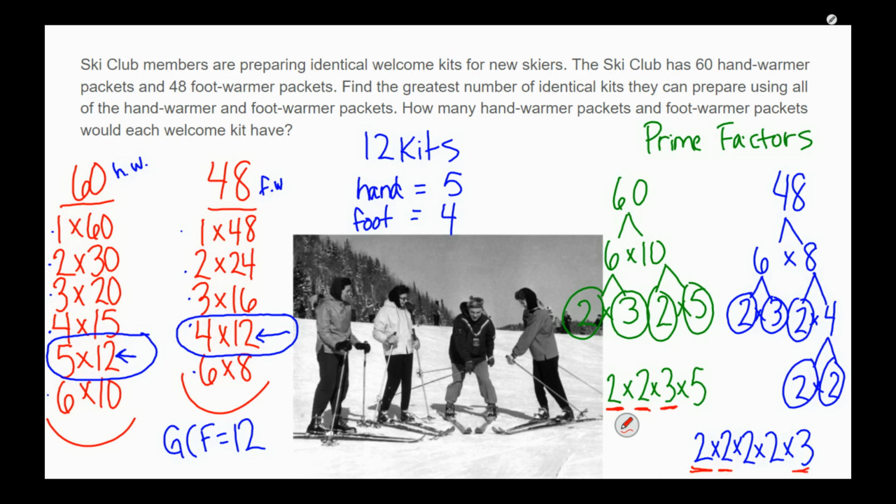So the ones that they have in common to find my greatest common factor, we can say we have a 2, another 2, and a 3 in common. 2 times 2 times 3 is 12. The greatest common factor is 12, and that's exactly what we got here.